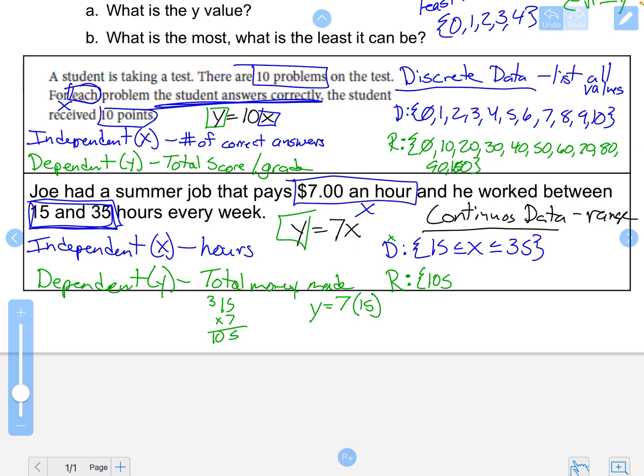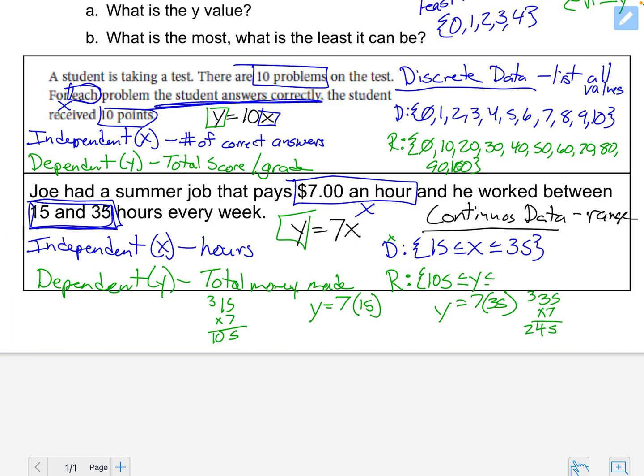And then I need to see what's the maximum that Joe can make. The maximum is if Joe works 35 hours. So y equals 7 times 35. So I take 35 times 7. 7 times 5 is 35. 7 times 3 is 21. And 21 plus 3 is 24. So 105 less than or equal to y, less than or equal to $245 is the max that Joe could make in 1 week. And that is how we do domain and range of word problems.